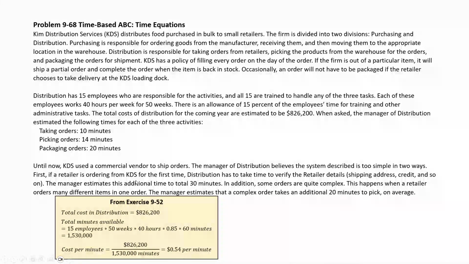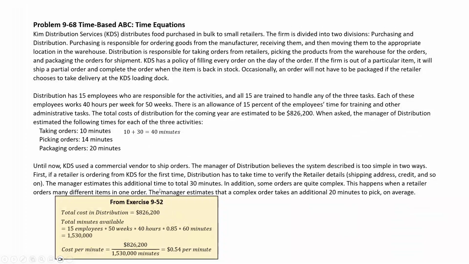If I read through this last paragraph, they say, yes, this information about taking orders, picking orders, and packaging orders was realistic for a more simplistic order. But we have some additional challenges. And in fact, if this is the first time we're taking an order from a customer, we have to verify things like the shipping address, credit, and so on. And they estimate that that's going to take an additional 30 minutes. So for a more complex order from a new customer, taking the order is not going to be 10 minutes. We're going to add an additional 30 minutes. It'd be 40 minutes total.